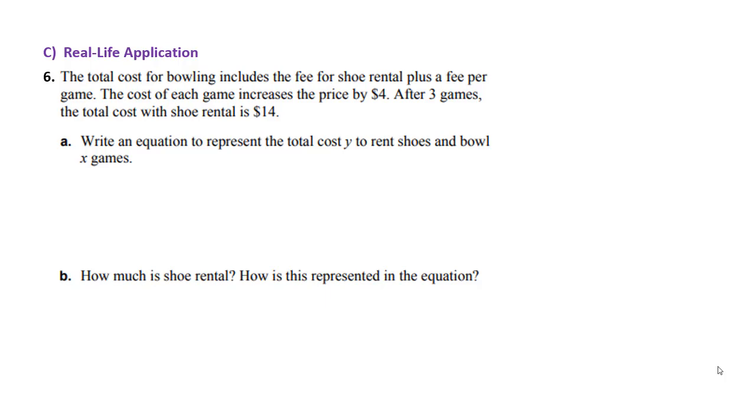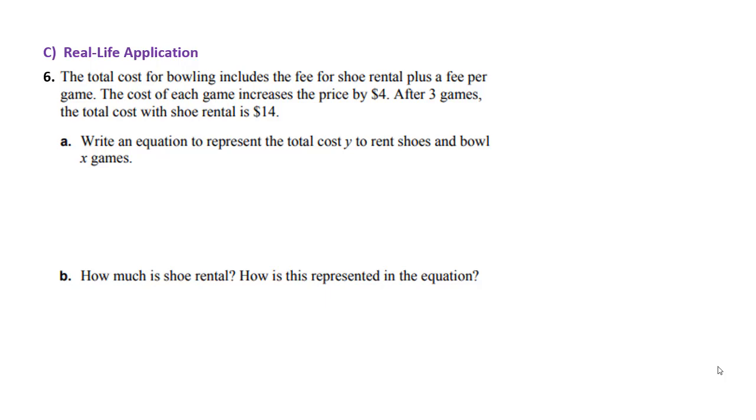So, starting out with number 6, it says the total cost for bowling includes a fee for shoe rental plus a fee per game. The cost of each game increases the price by $4. After 3 games, the total cost with shoe rental is $14. We're asked to write an equation to represent the total cost y, to rent shoes and bowl x games, and how much is shoe rental, and how is this represented in the equation.